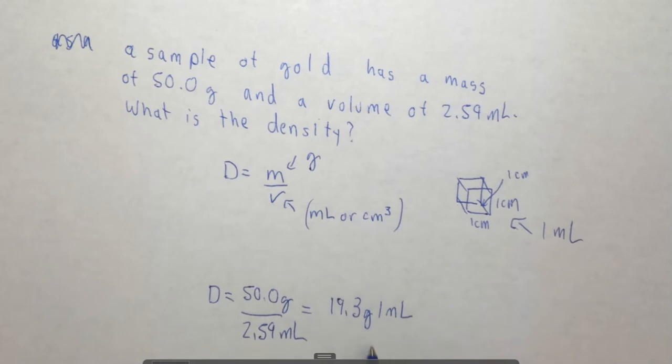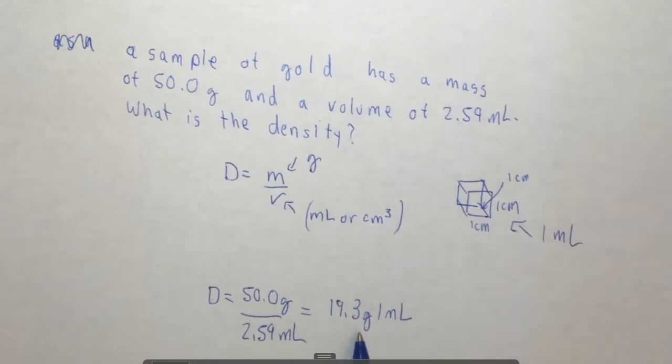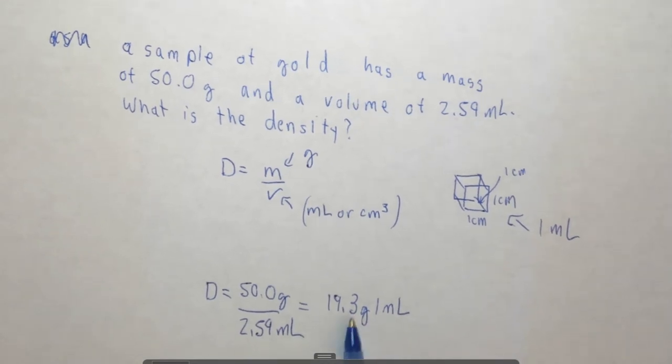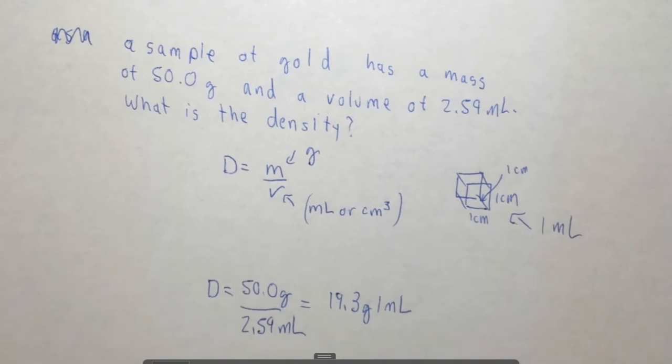And this is constant. It doesn't matter at a certain temperature. It doesn't matter where the sample of gold comes from. It doesn't matter if the sample of gold is from the United States or from China or wherever. It doesn't matter. Gold has a density of 19.3 grams per milliliter. And this is one of the most dense substances on Earth.